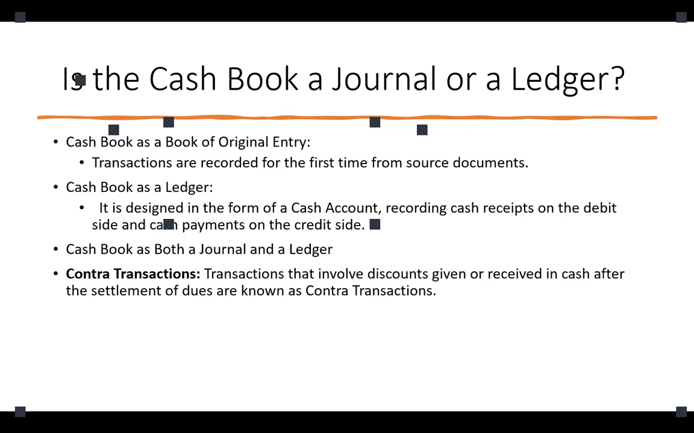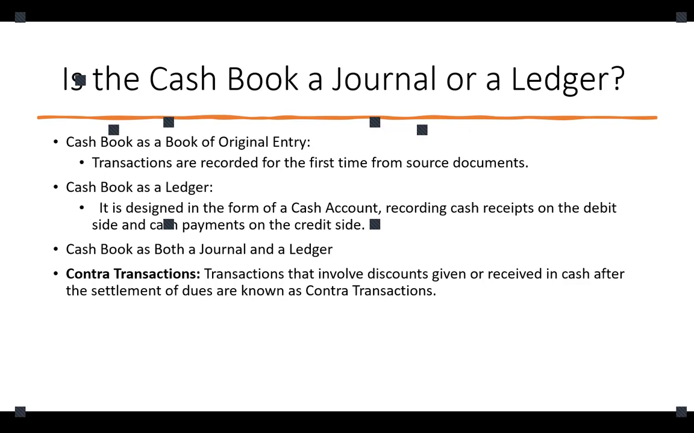Now the question comes into the picture. Is the cash book a journal or ledger? If anyone asks, how are you going to answer it? Cash book is a journal as well as a ledger. Cash book as a book of original entry. Transactions are recorded for the first time from the source document. That's why we call it a book of original entry.